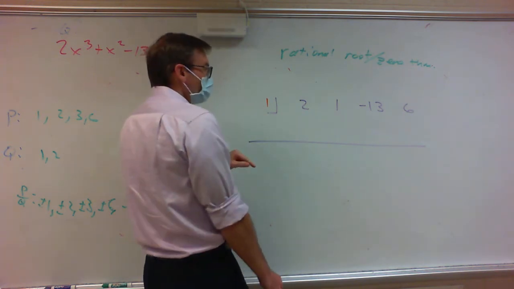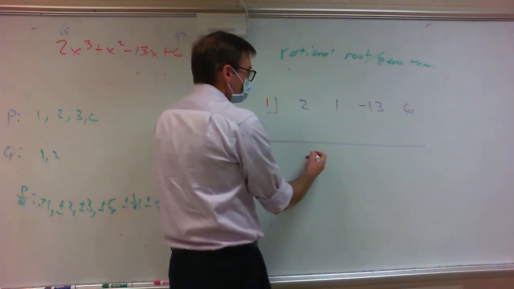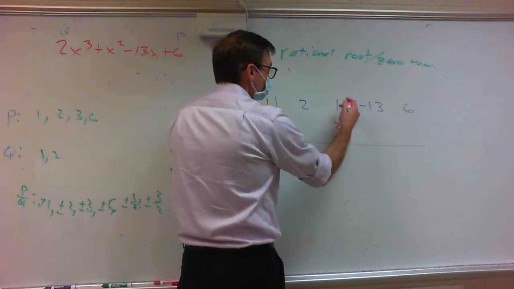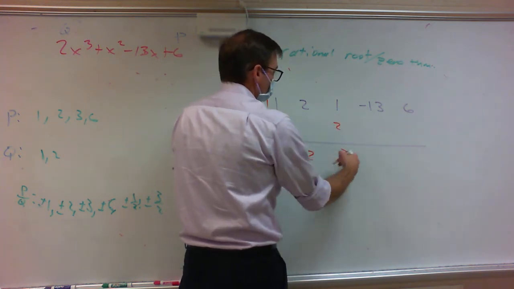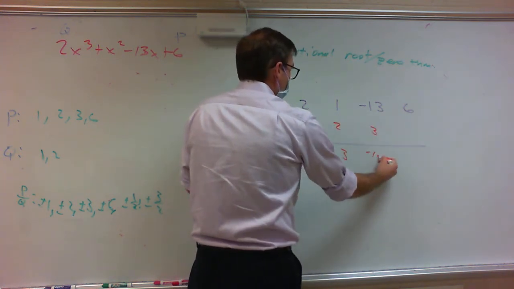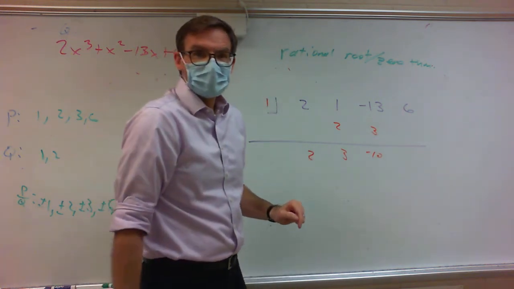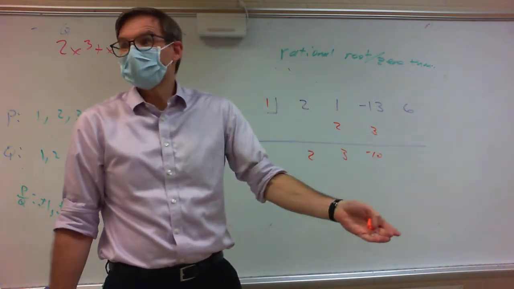And so if I try 1, let's see if 1 works. I'm going to bring the 2 down. So 1 times 2 is 2. I'm going to add that, get a 3. 1 times 3 is 3. I get a negative 10. Is this going to work? No. Now, once you find out it's not going to work, don't keep going, right?